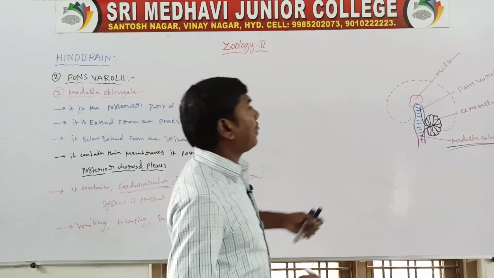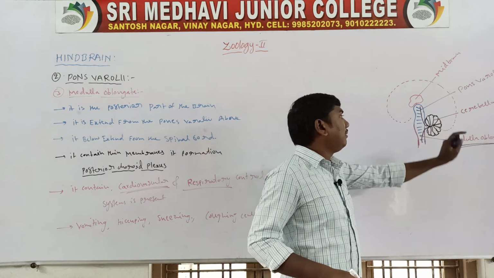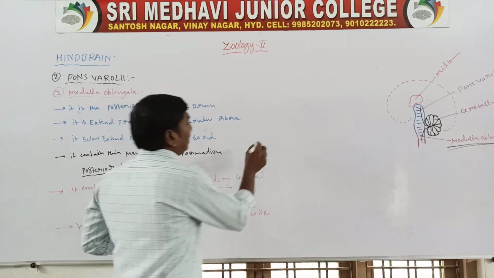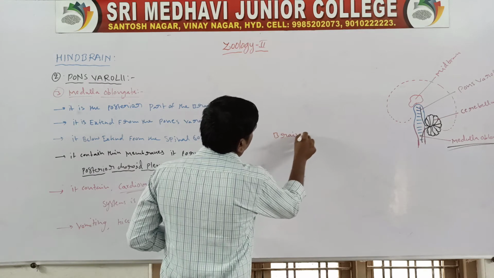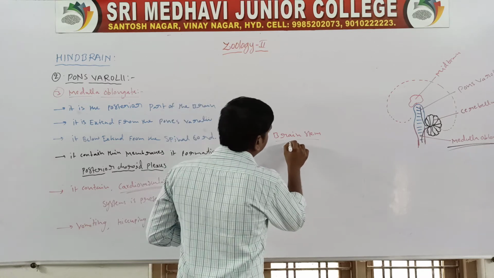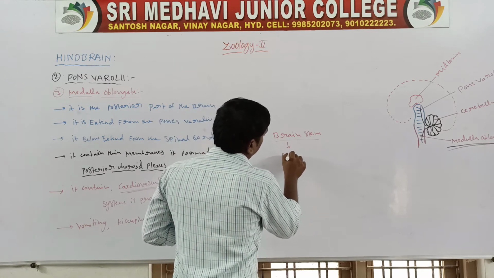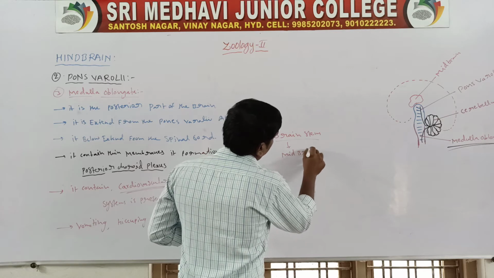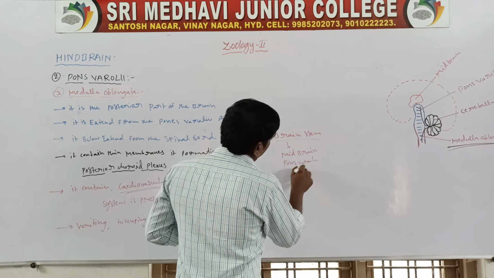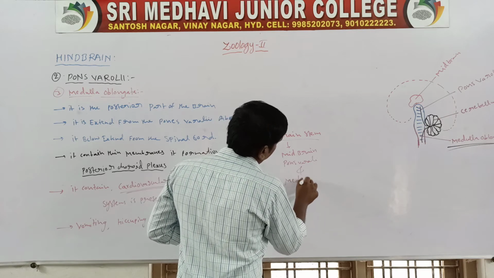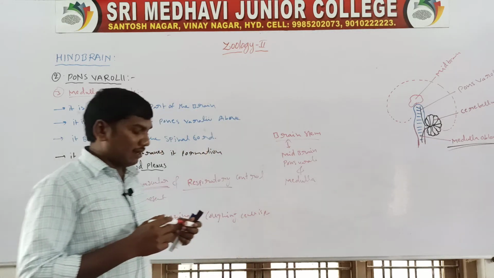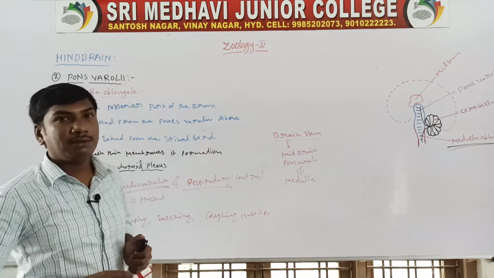Next, the midbrain, pons varolii, and medulla are also called the brain stem. So the brain stem means the midbrain, pons varolii, and medulla. They form the brain stem.